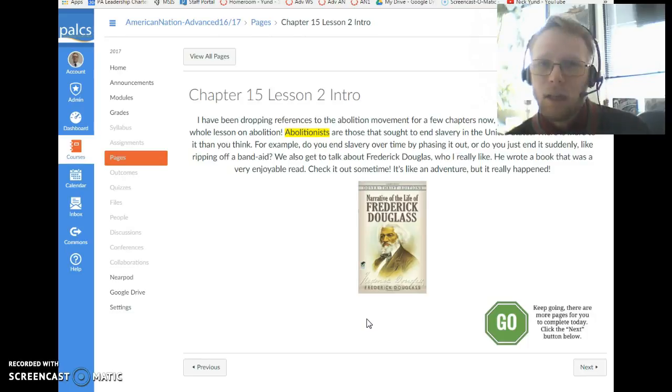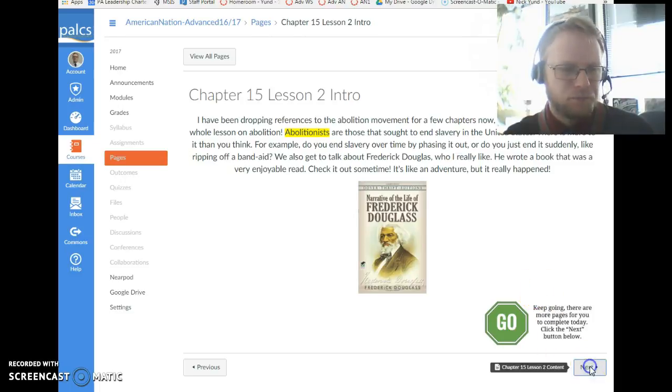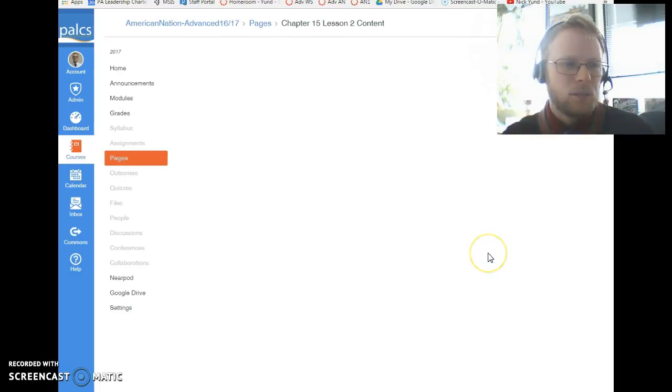We also get to talk about Frederick Douglass, who I really like. He has a really good book. Very easy to read, very enjoyable read. It's called The Narrative of the Life of Frederick Douglass by Frederick Douglass. It's like really an adventure, except it really happened. Check it out sometime. You might actually have to read it in school fairly soon.